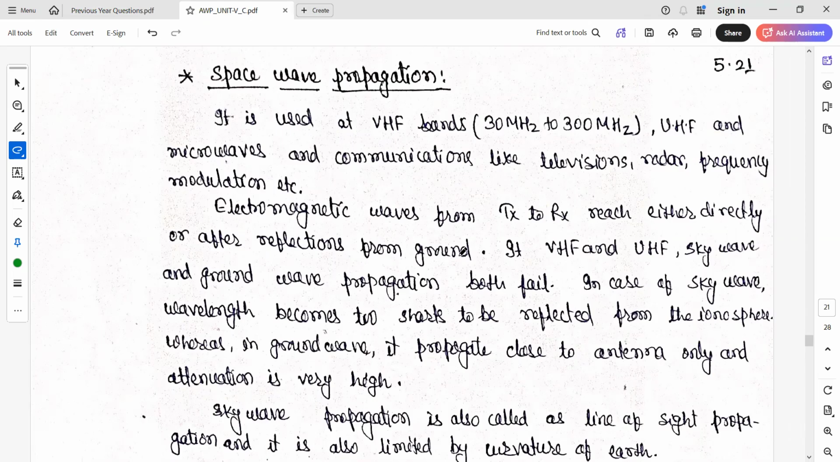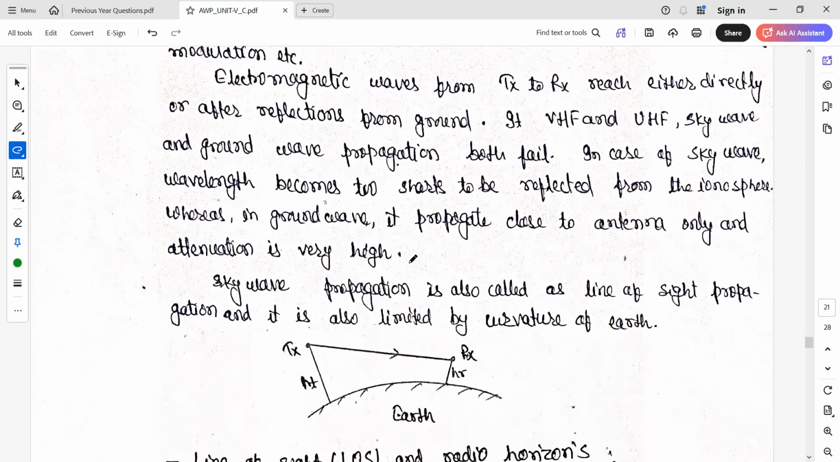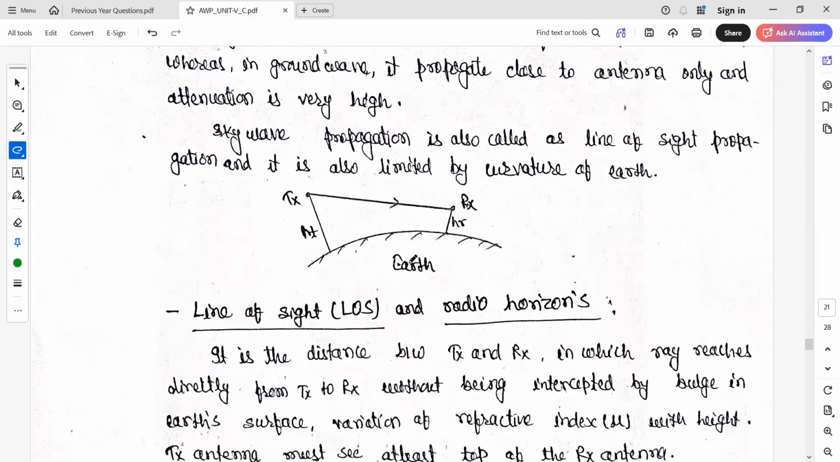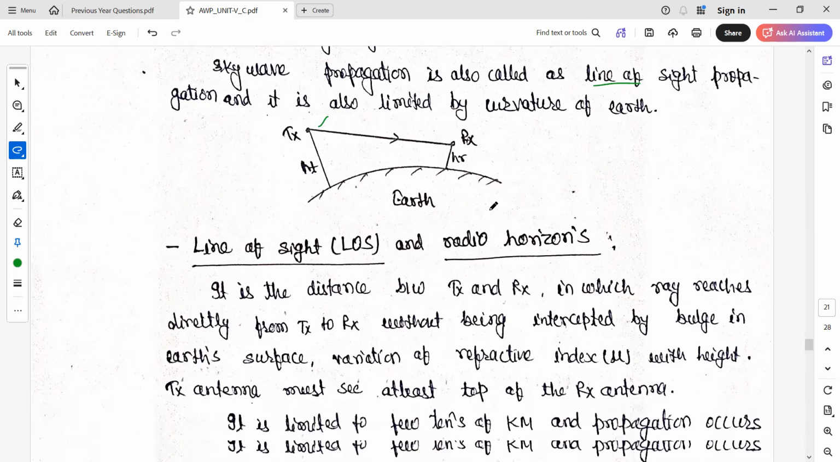In the case of space wave propagation, or when we talk about microwave communication, at intervals of every 50 kilometers, repeaters are used to maintain the line of sight. So this is also called line of sight propagation, since the transmitting antenna and receiving antenna are both aligned together.